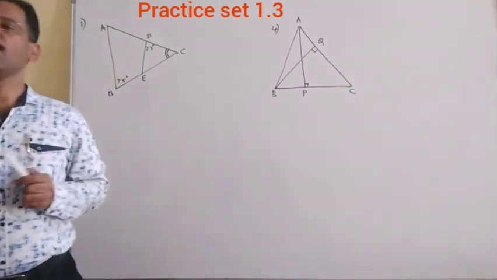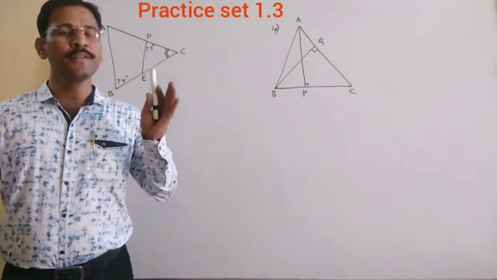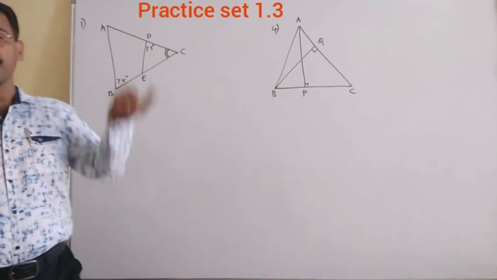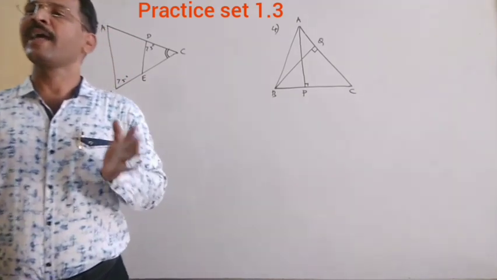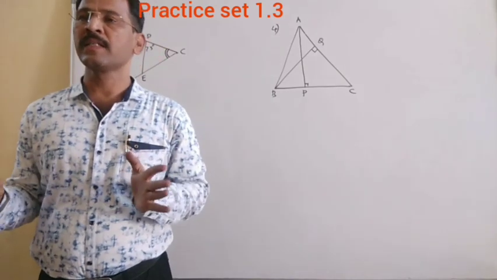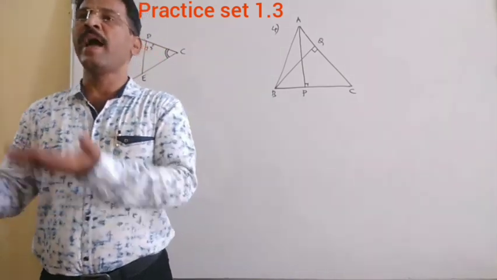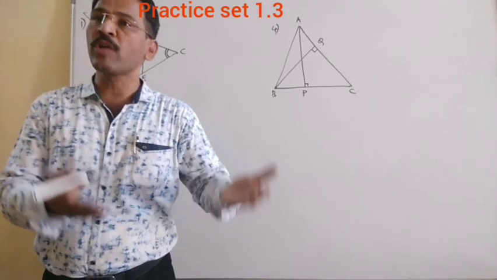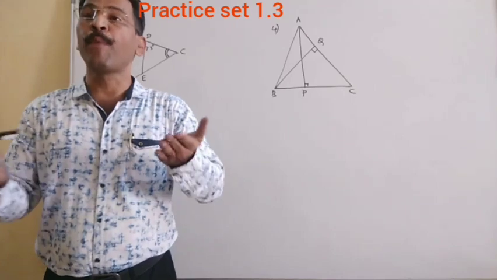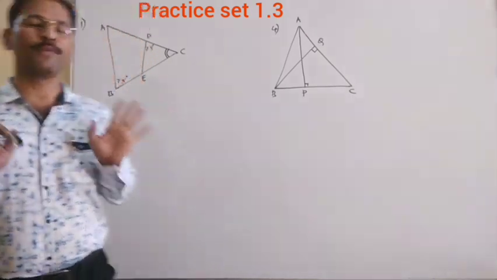See here friends, now we are going to take some examples from practice set 1.3. Okay, we'll take the first one. See this figure, and the question is: in this figure, angle ABC is equal to 75 degrees, angle EDC is equal to 75 degrees. State which two triangles are similar and by which test. Also write the similarity of these two triangles by a proper one-to-one correspondence. This is the part we have to solve.